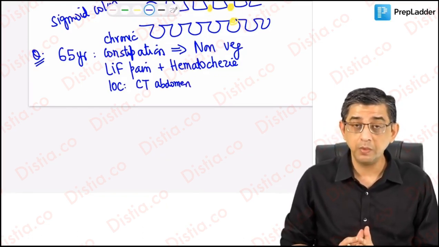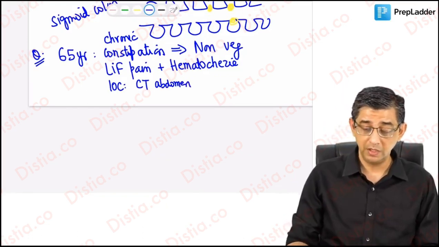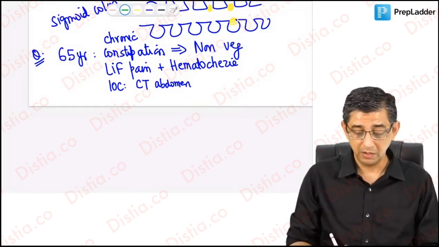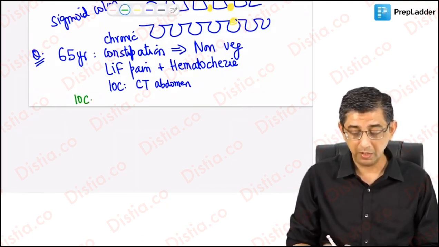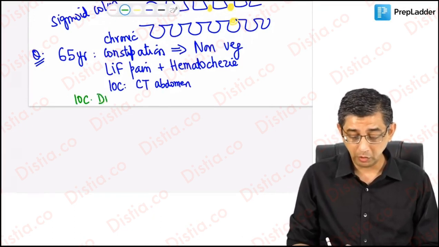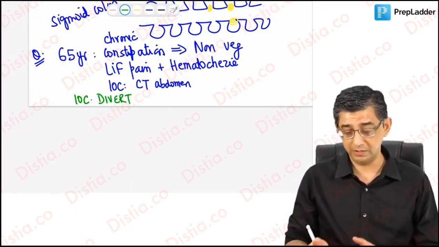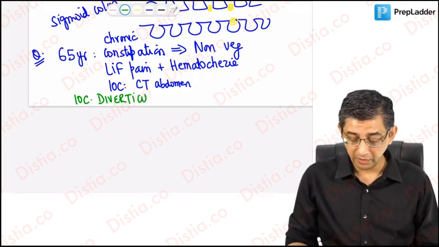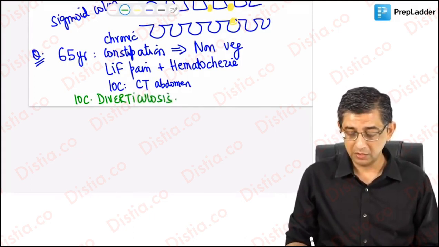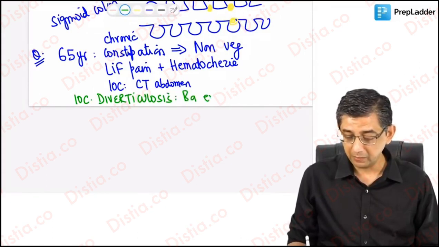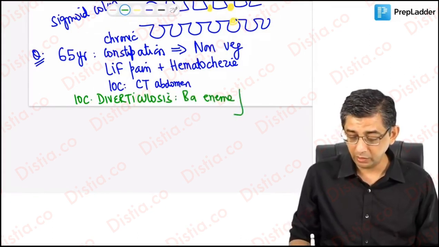Here, I have seen a common mistake being done by a lot of guys. The common mistake is they tend to answer barium enema. Now, please remember the topic that we are studying at the moment is diverticulitis. That's the medical emergency. But diverticulosis per se is the one that is picked up with barium enema. So you need to get it in the right perspective.